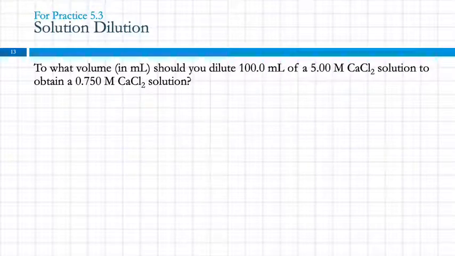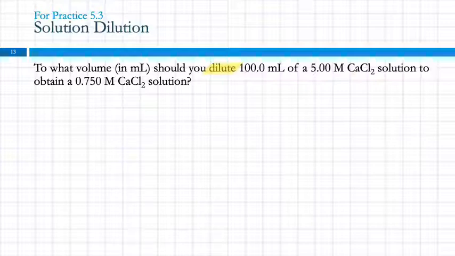To what volume in milliliters should you dilute 100 milliliters of a 5 molar calcium chloride solution to obtain a 0.750 molar calcium chloride solution? We have the word dilute. I find that students want to use the dilution equation in other places where they should not. It can only be used for dilution. So when can you use it? Well, if you see the word dilute, you can use it.